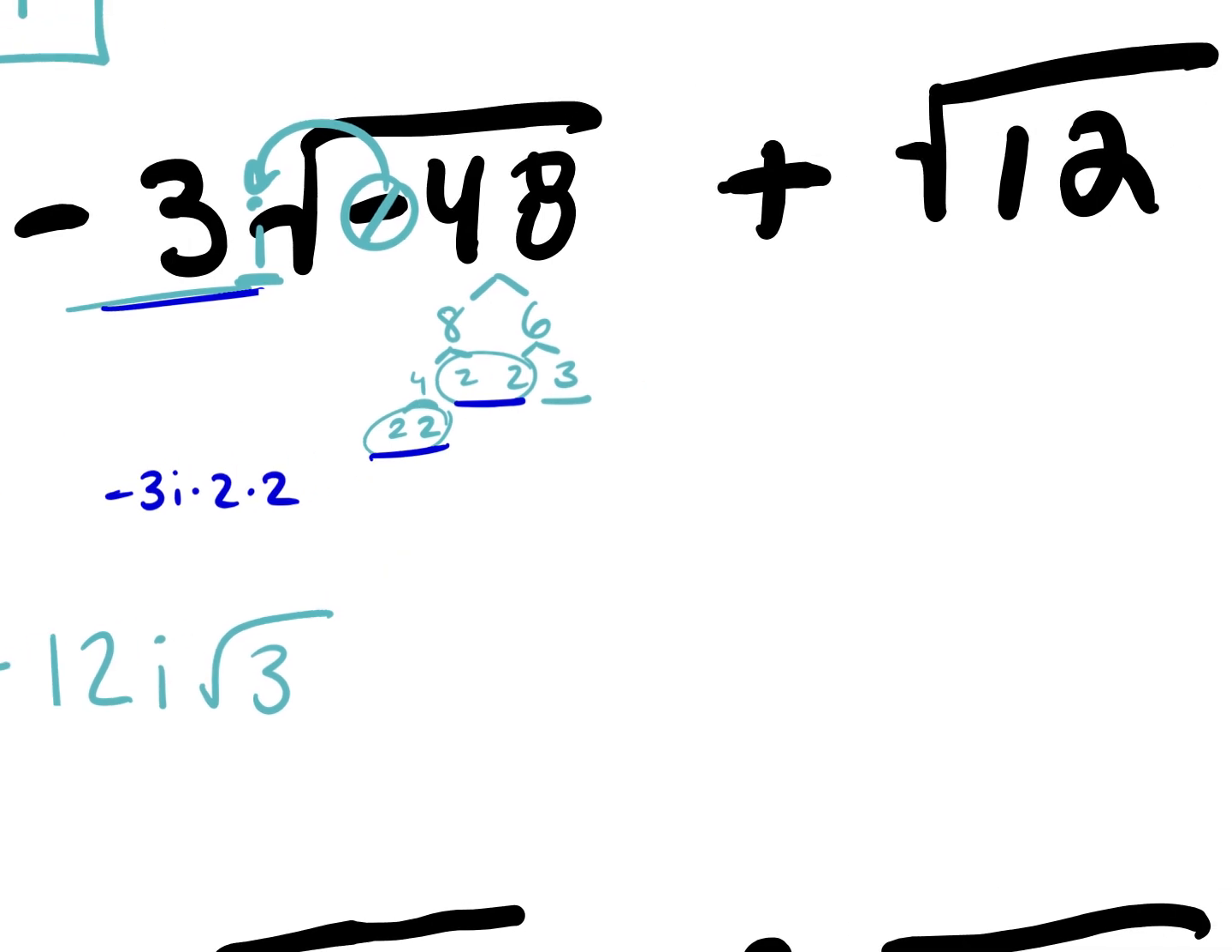Now let's do the same thing with the last one. What are two factors of 12? 6 and 2. And two factors of 6? 3 and 2. So circle any pairs. We have a pair of 2's. What's going to come to the outside? 2. What stays on the inside? 3. Perfect.